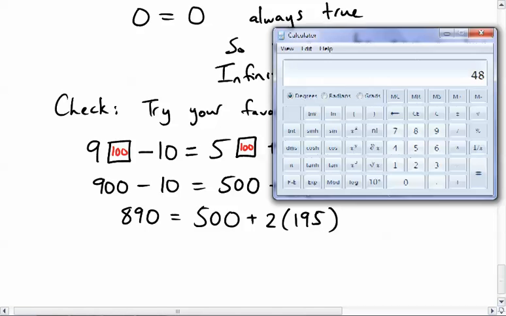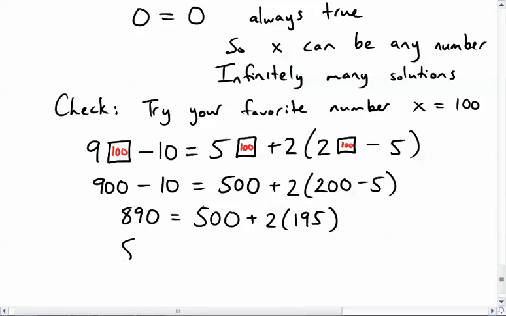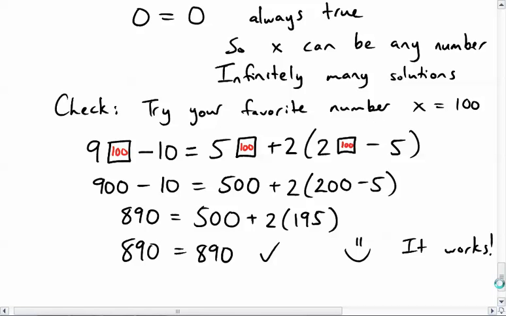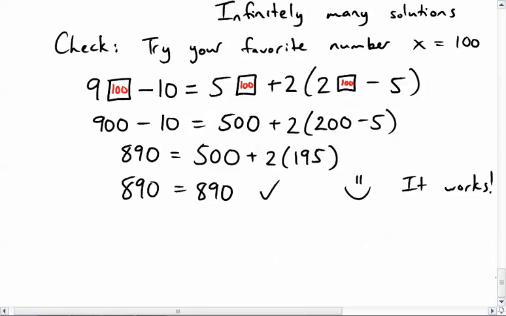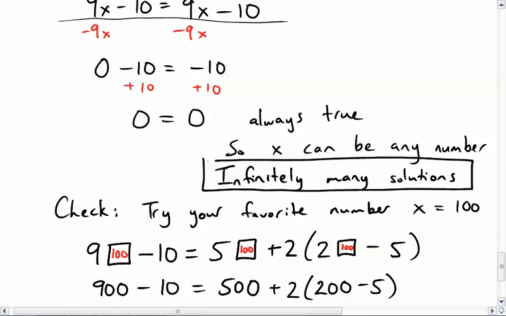So what is 2 times 195 plus 5 times 100? You get 390 plus 500, which is 890. So both sides of the equation are the same. So 100 works. And if you try any other number, it will also work. Okay, so the final answer is that there are infinitely many solutions. Any number will work for x.